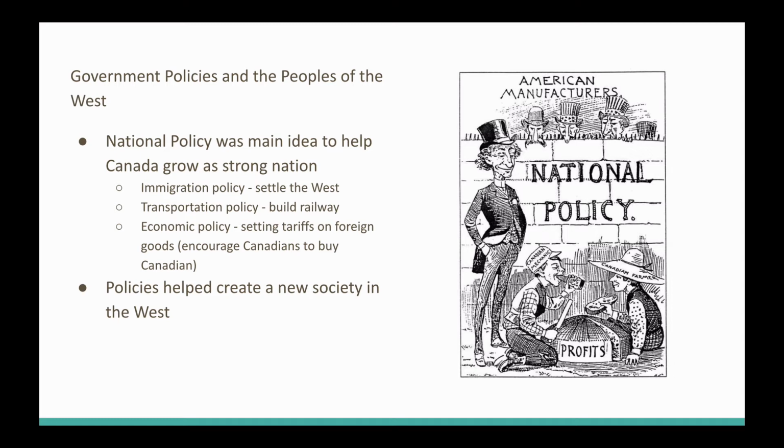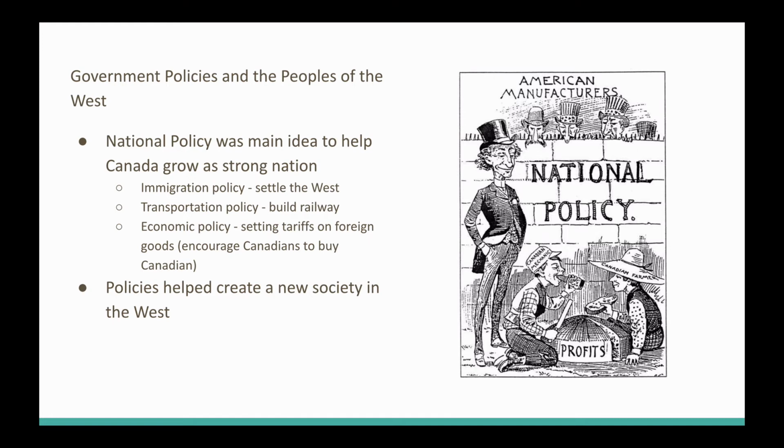Then we need to build a railway. This is prong number 2 of the national policy. This is the transportation policy. We need a railway to get from one coast to the other coast so we can move people, and we can move resources, and we can move goods back and forth, back and forth. That will ensure a strong nation.